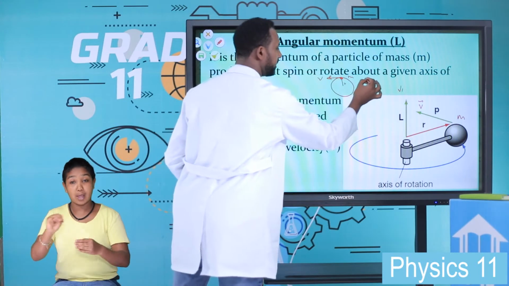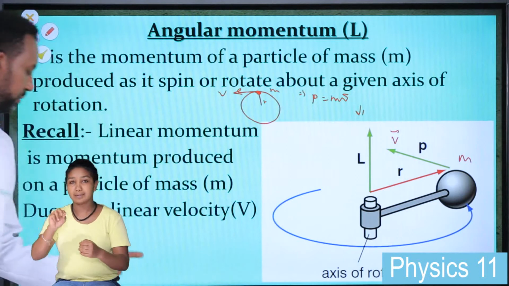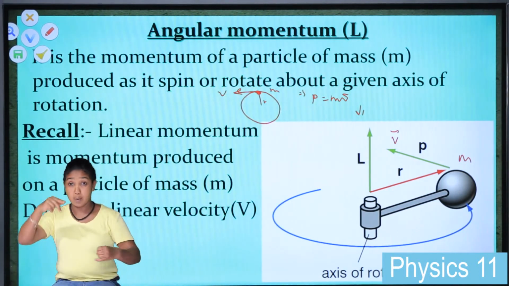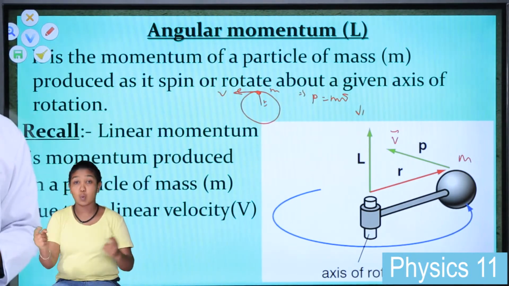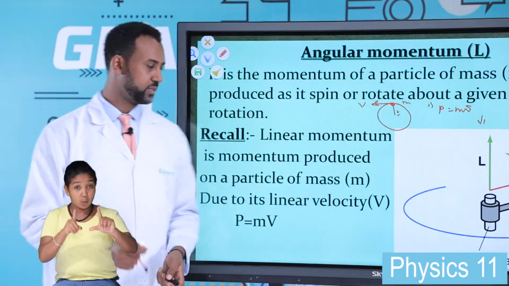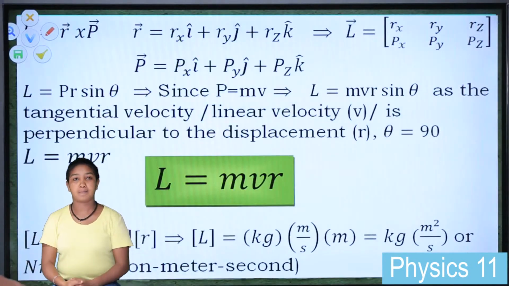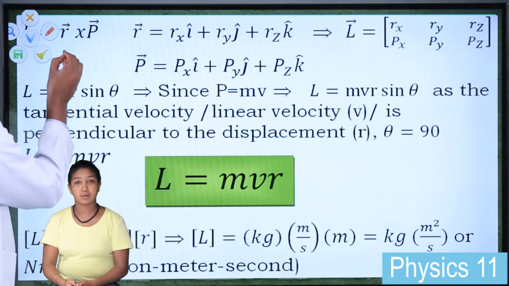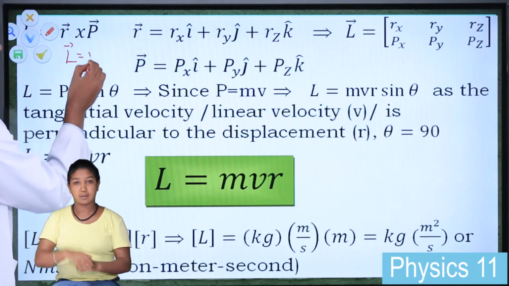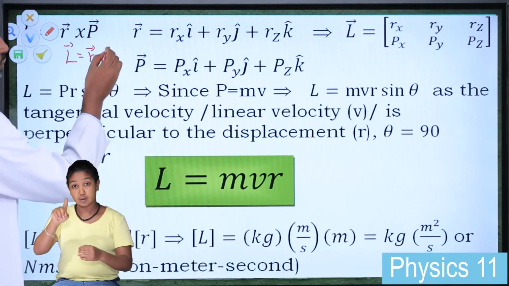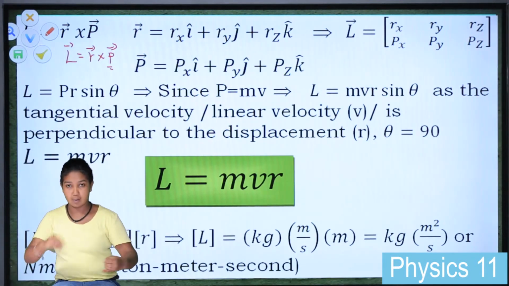Therefore, m times v gives us the momentum. Momentum P is m times v, the linear momentum. This is the linear momentum. The linear momentum and the moment arm, as these two correlate together, give us angular momentum. Let's see the expression here. Angular momentum is symbolized by the capital letter L, and it's given as r cross P, where r is the moment arm and P is the linear momentum.